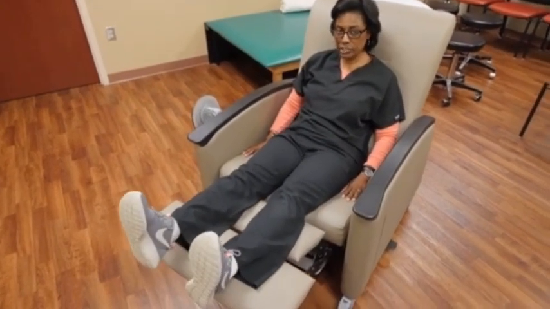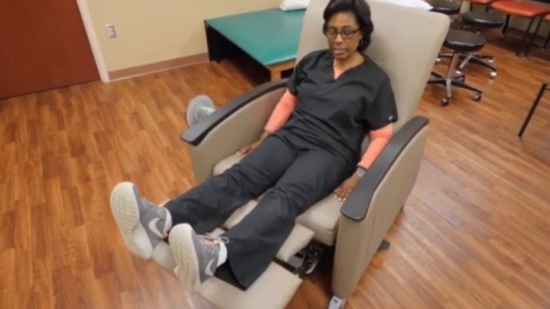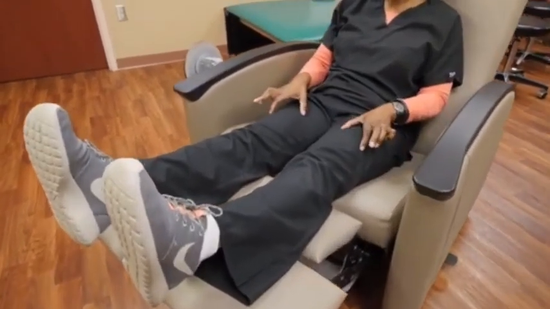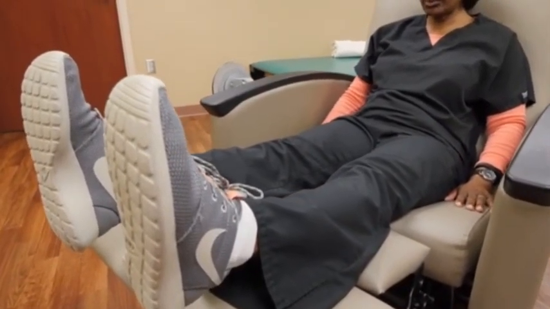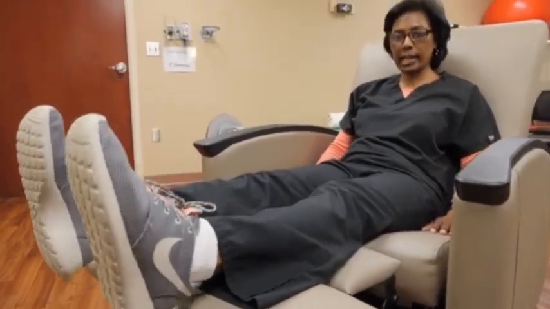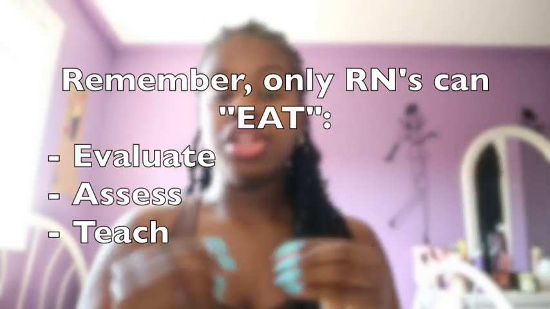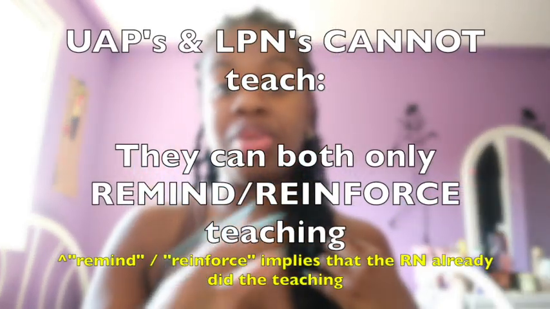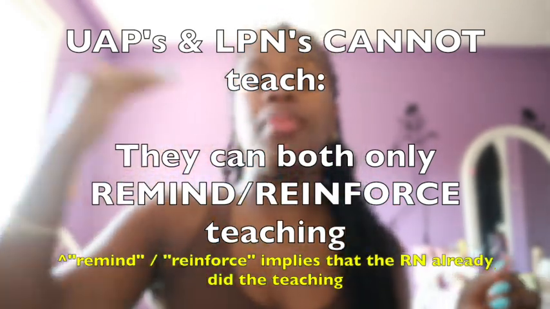Start with your legs stretched out. Tighten your thigh muscles until your knees are completely straight. Hold that contraction for 5 good seconds. 1, 2, 3, 4, 5, then relax. That's something that the RN is first going to have to come in and instruct the patient to do. And then later on, when the UAP is taking over with the basic needs, the UAP can remind or reinforce that teaching. Because UAPs cannot teach, LPNs cannot teach, but both LPNs and UAPs can remind or reinforce.